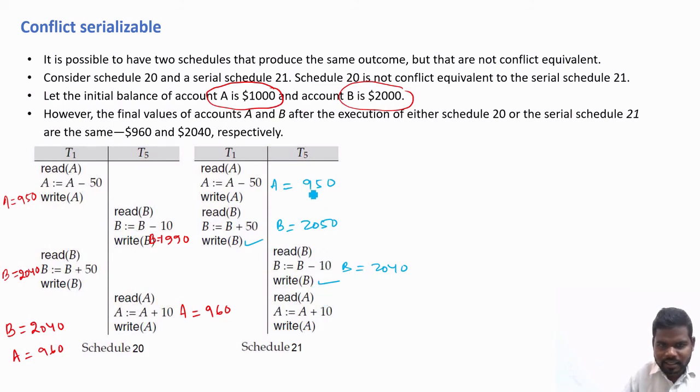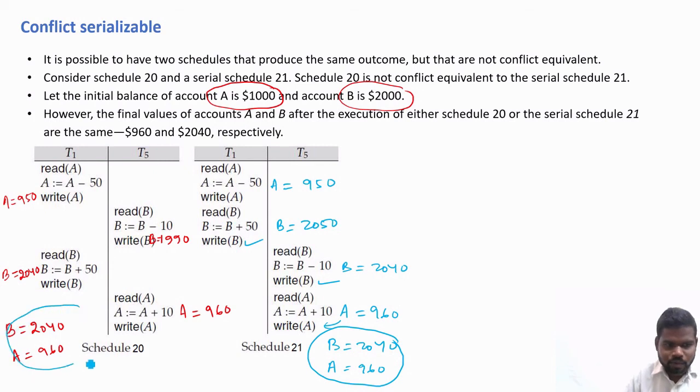Read A, the value of A, 950, will be read here. So A is equal to 950 plus 10, that is 960, and that will be written in the database. So here the final value of B is 2040 and the final value of A is 960. So here we are getting the same output, this and this. What is the meaning of this? It is possible to have two schedules that produce the same outcome but that are not conflict equivalent. Here schedule 20 and schedule 21 are not conflict equivalent, but they produce the same result. So this is the meaning of this example.